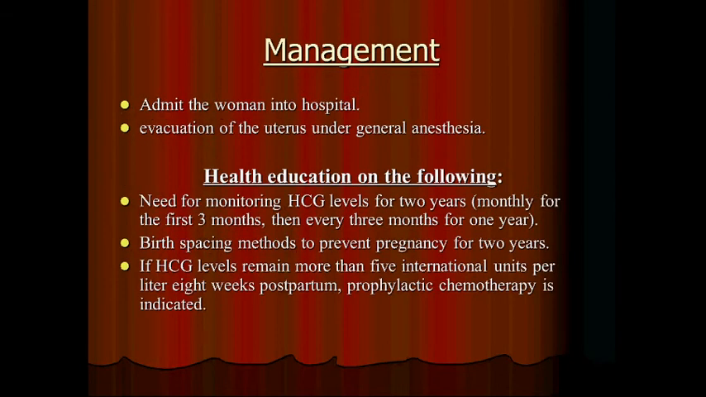Management: admit the woman into hospital. Evacuation of the uterus under general anesthesia. Health education on the following: need for monitoring HCG levels for 2 years, monthly for the first 3 months, then every 3 months for 1 year. Birth spacing methods to prevent pregnancy for 2 years. If HCG levels remain more than 5 international units per liter 8 weeks postpartum, prophylactic chemotherapy is indicated.